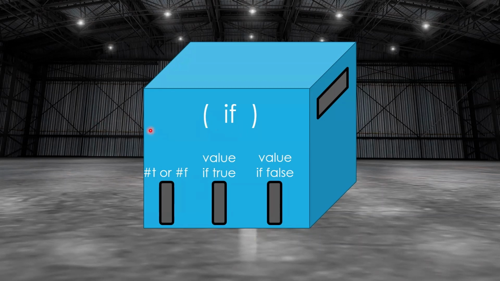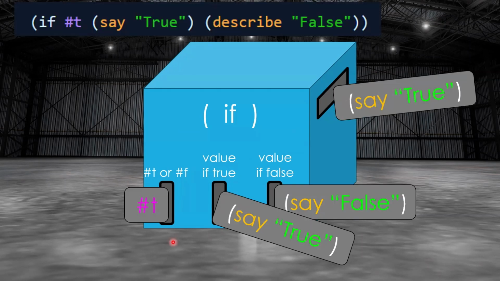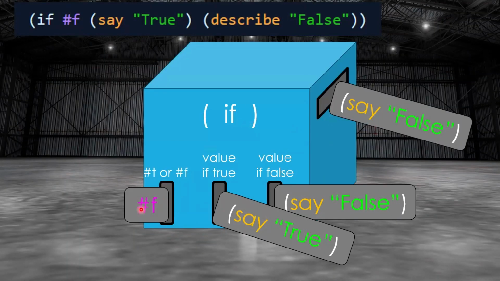So the if function has three inputs. The first is a Boolean, a true or false. The second is one atom or one expression. And the third is also one atom or one expression. So just as a quick example, if you put in true as the Boolean, then it will return saying true. And if you put in false as the Boolean, it will return say false.